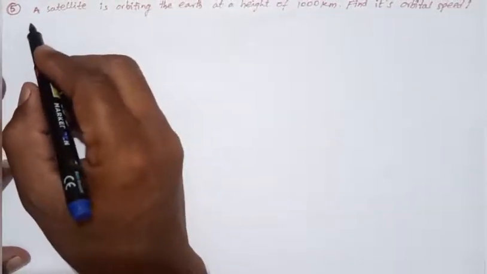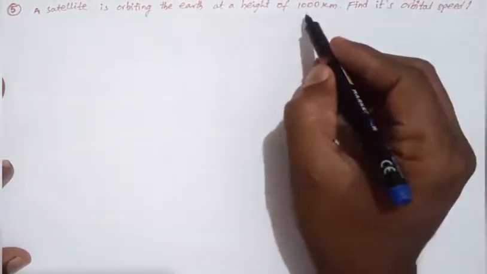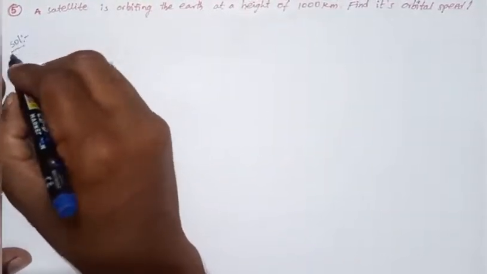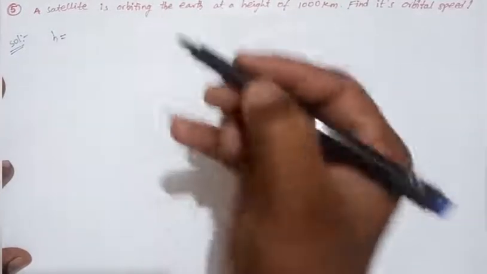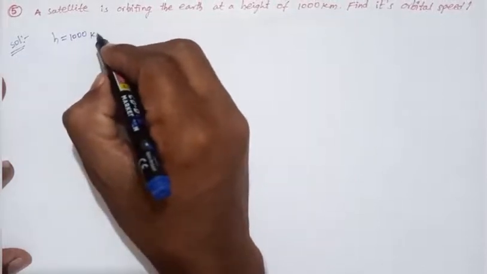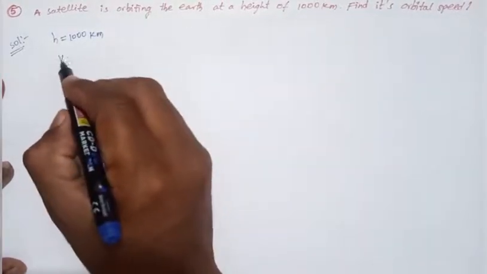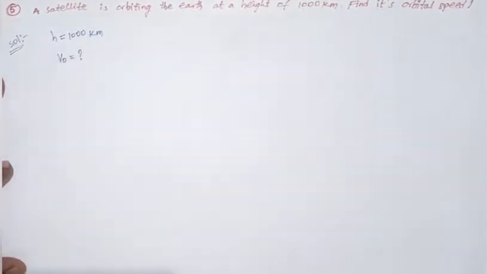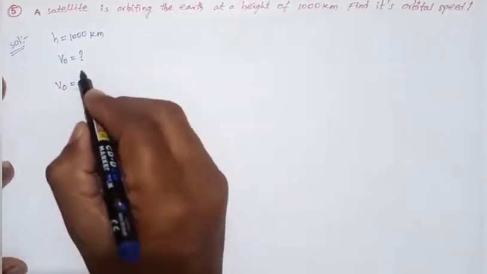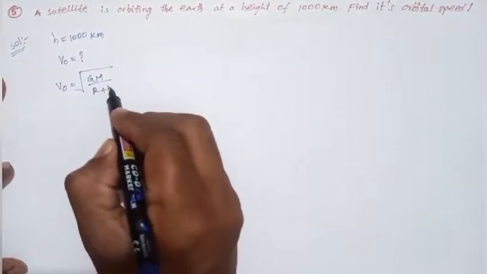Okay, next we are discussing problem number 5. A satellite is orbiting the earth at a height of 1000 kilometers. So it is the height of the satellite from the earth surface, h is given, h equals 1000 kilometers. So find its orbital speed. So V_O equals how much? What is the equation? V_O equals square root of GM by (r plus h).